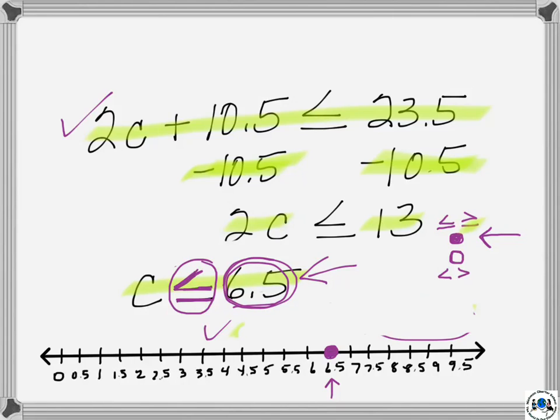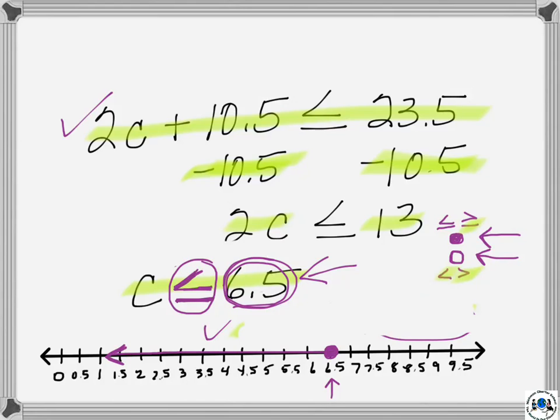Now you'll see later on in the lesson there will be occasions where you're just going to have either a less than or a greater than sign. In that case your point is going to be an empty circle, just a circle that is not filled in.